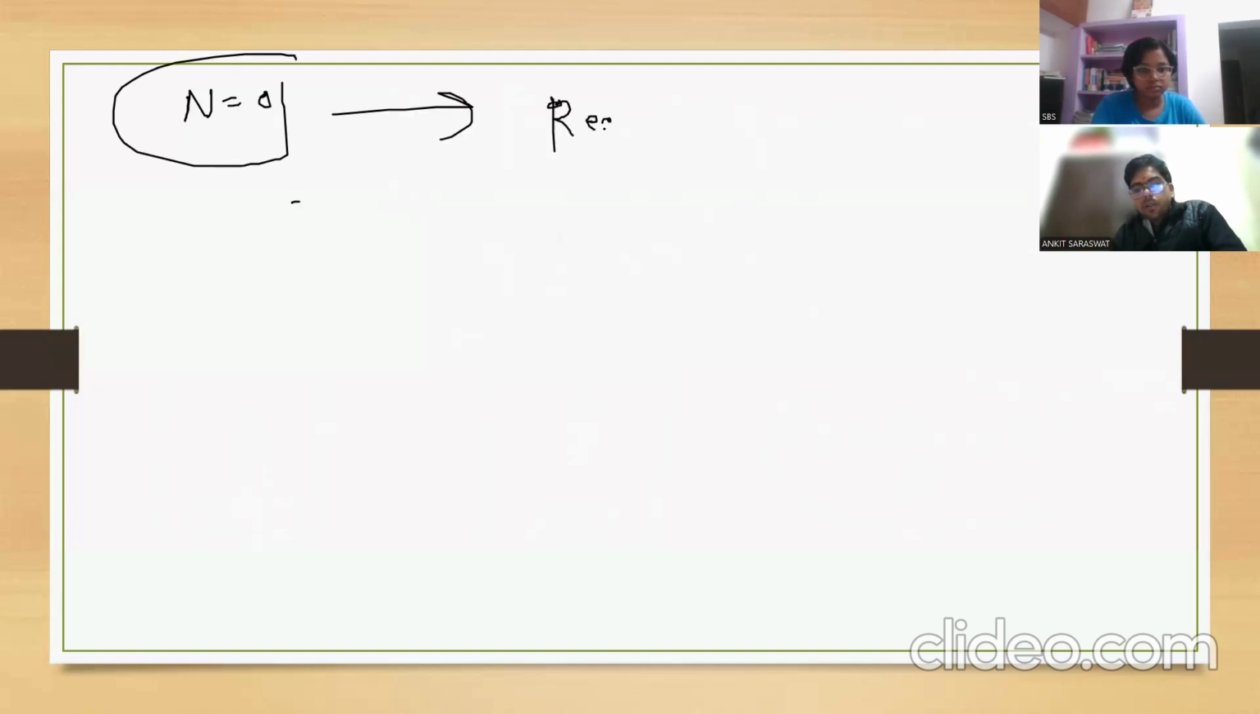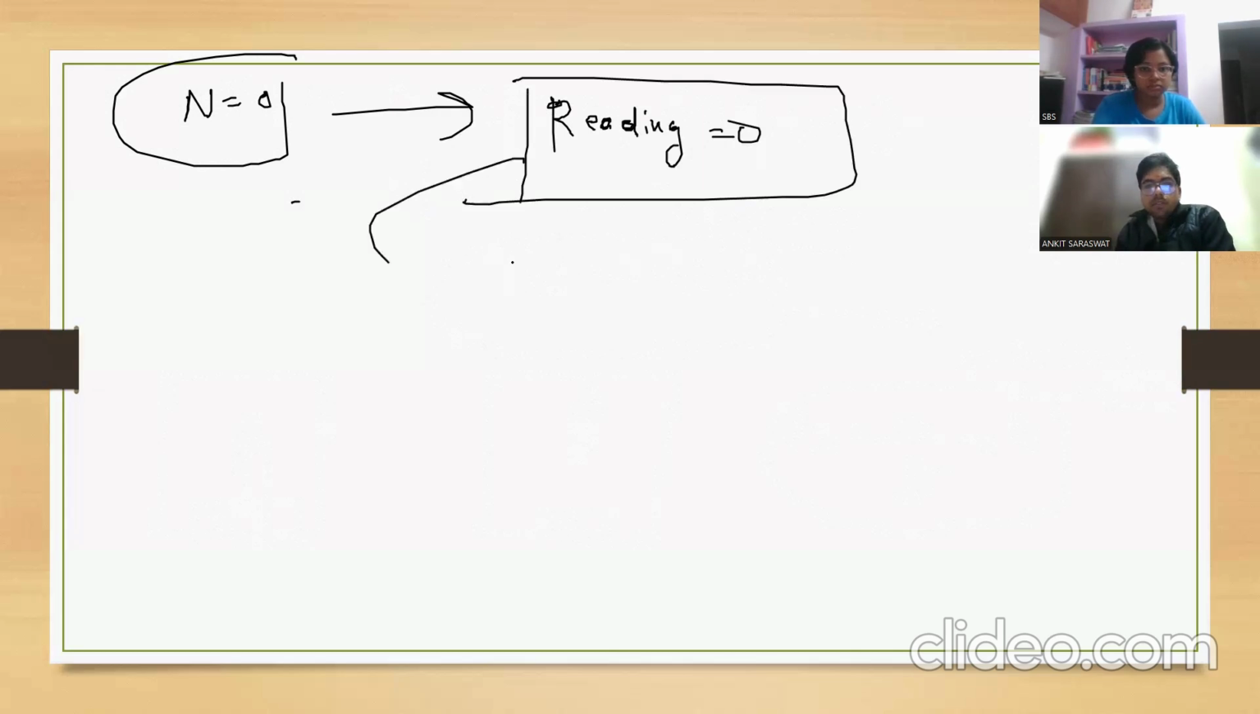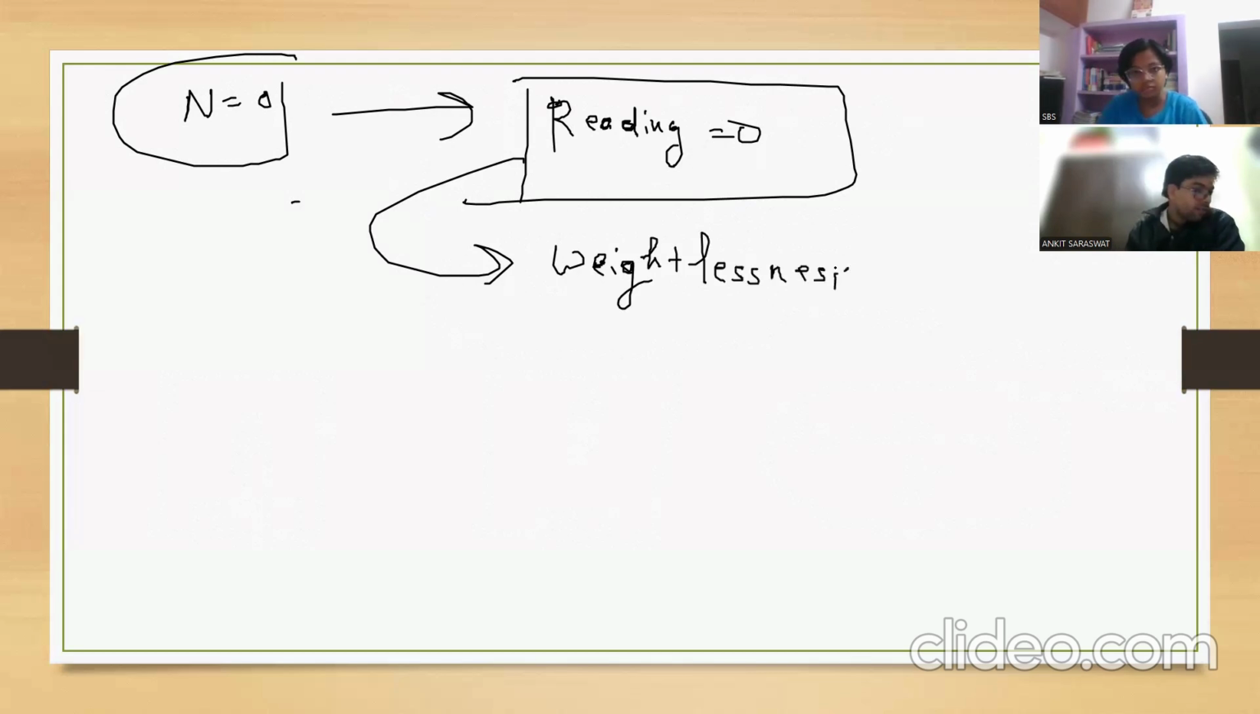Understood? Yes, sir. So when normal is zero, it simply means the reading is zero. If the reading is zero, it means weightlessness. This is known as weightlessness. He will feel like he has no weight. He will swim in the sky, like weightlessness. He has no weight, like this he will feel.